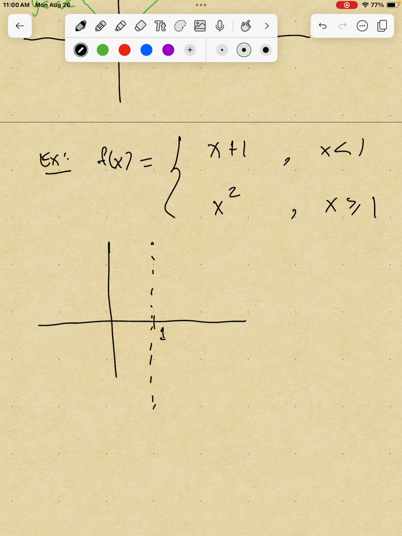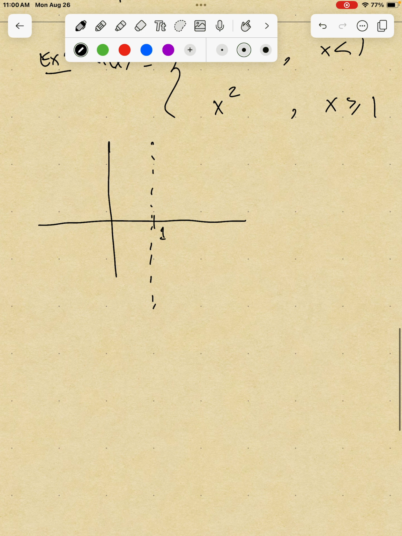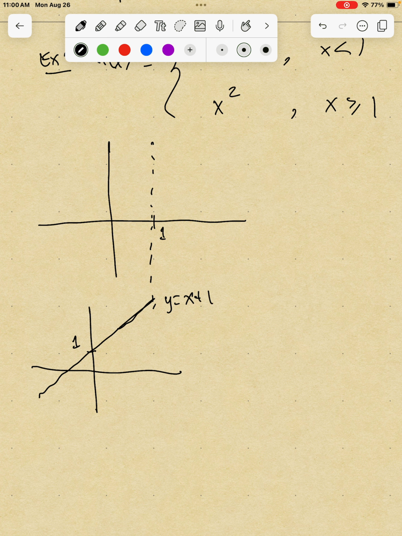I want to graph y equals x plus 1. Let's just forget about the piecewise part and graph y equals x plus 1. That's just a line with slope 1 and y-intercept 1. So this is y equals x plus 1. And let's graph the other one, y equals x squared. That's this parabola. It's like this.